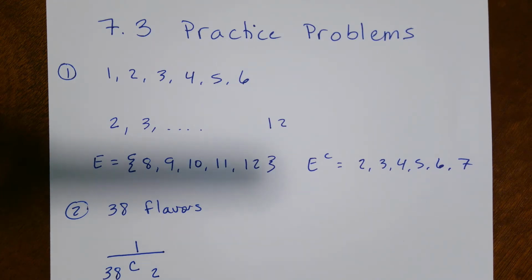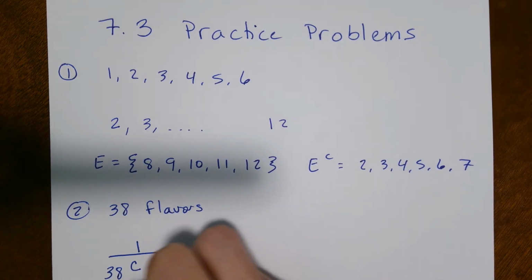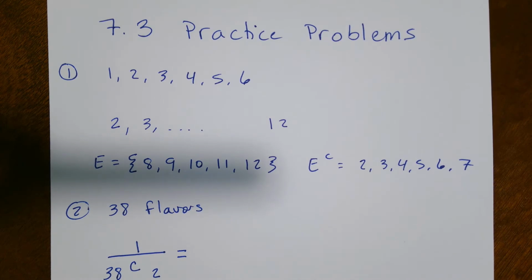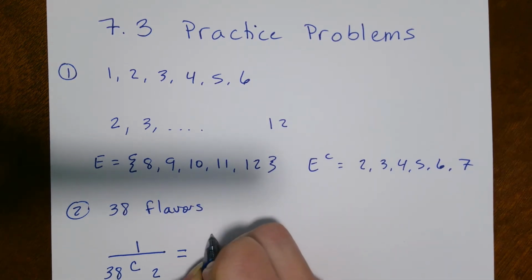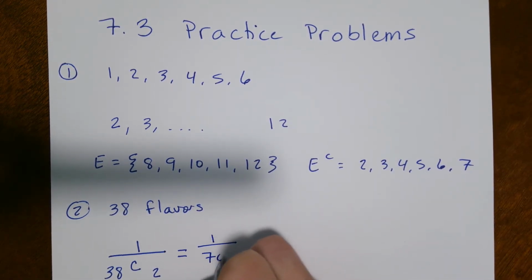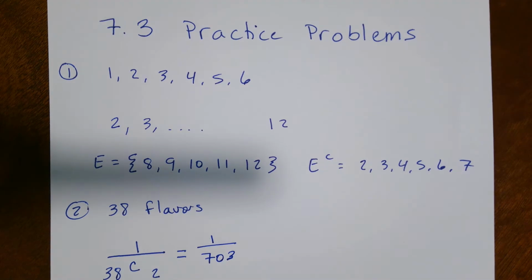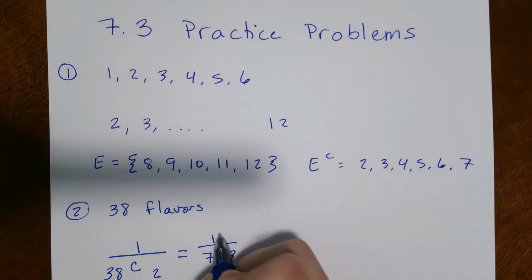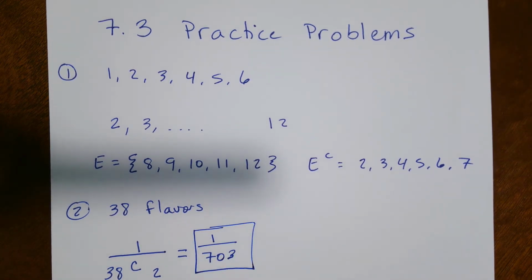You can plug that into the formula. There's plenty of calculators online, or if you have a graphing calculator to do the combinations, that is great as long as we can do them. So in the calculator, 38 choose 2 is 703, so we get 1 over 703. So the probability of them choosing 2 random jelly beans and both those jelly beans consisting of both of their favorite flavors is 1 out of 703.